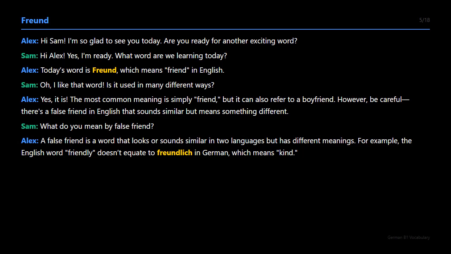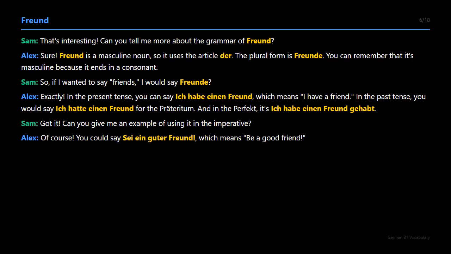That's interesting. Can you tell me more about the grammar of Freund? Sure. Freund is a masculine noun, so it uses the article der. The plural form is Freunde. You can remember that it's masculine because it ends in a consonant. So, if I wanted to say friends, I would say Freunde.